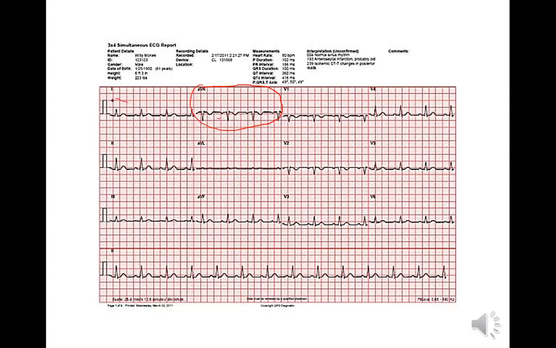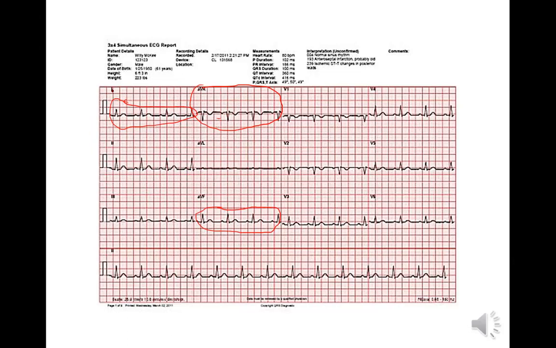Lead 1. Is that positive or negative? Good, normal for that. Lead AVF. And that's good. So we have no axis deviation.